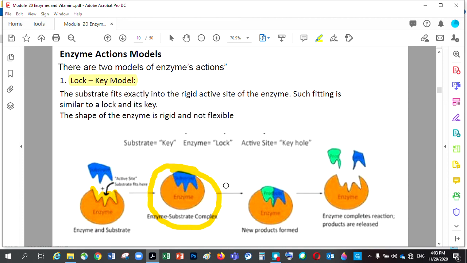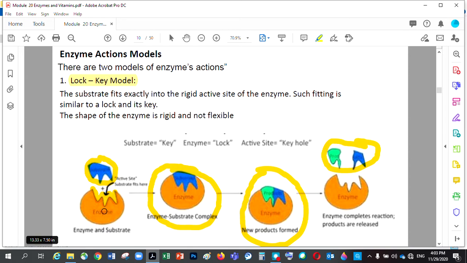Now in this complex, the reaction is occurring inside it. And then there is another complex called the enzyme product complex. And here now the enzyme is releasing this new product, so from one molecule to two different molecules. So this is lock and key, meaning the substrate is the key and the enzyme is the lock, and they really have to fit. The reaction will never go by itself, but they have to fit 100%, like a lock and key.